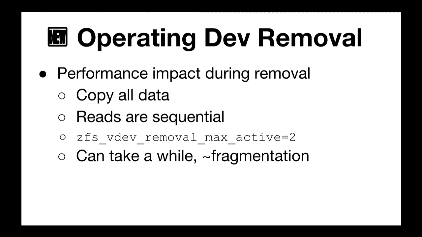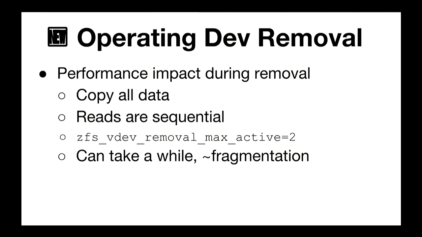Okay, so performance. There are kind of two things that we want to think about in terms of performance impact. One is the performance impact while we are in the middle of the removal, and the other is performance impact after the removal completes. While we're in the middle of the removal, as we mentioned, we have to copy all the data, so this is not going to be free. But at least the reads are sequential, and the writes are as sequential as the writes would be in your pool otherwise. If you just added a bunch of new, totally unallocated disks, then ZFS is going to be able to do big, nice sequential allocations, and so the writes will also be sequential. If the pool is super fragmented, then that won't be the case.